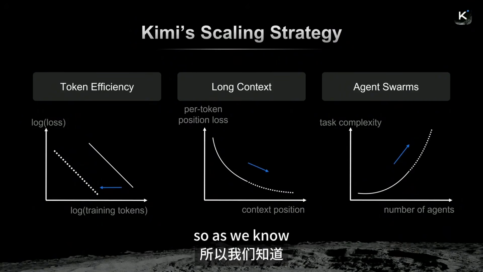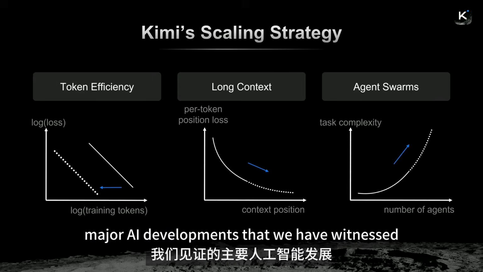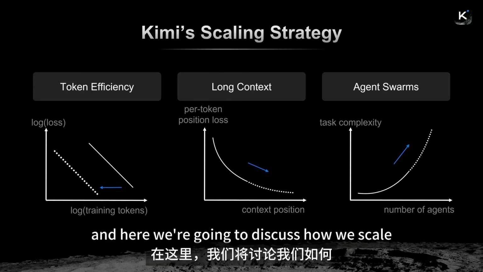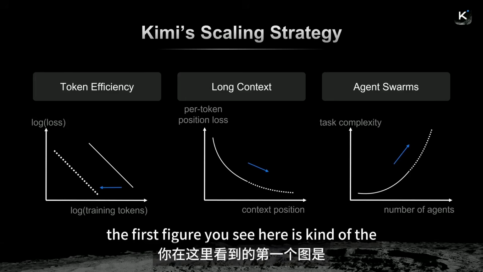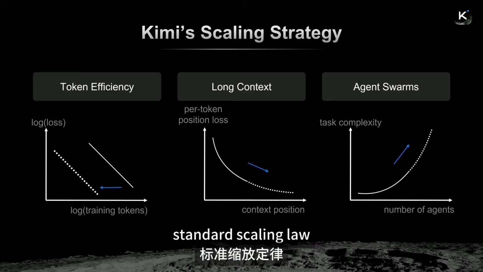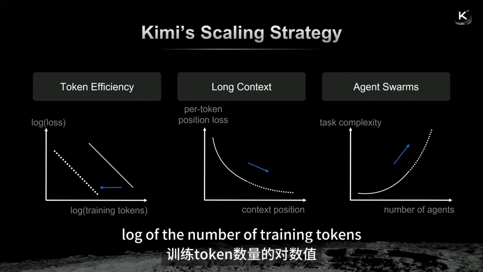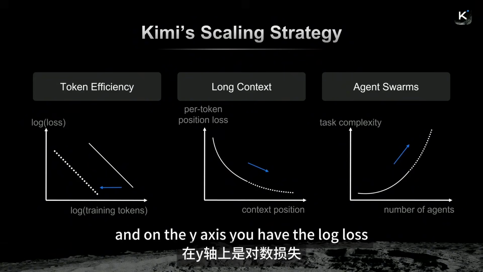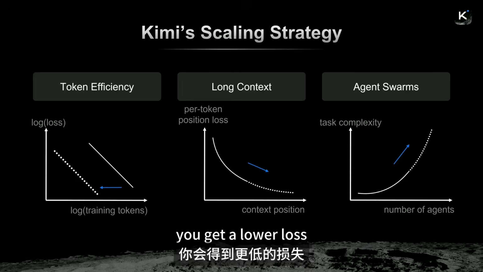So as we know, scaling is a primary driver for a lot of progress, maybe all of the major AI developments that we have witnessed in the last few years. And here we're going to discuss how we scale our model in different dimensions. So on the left-hand side, the first figure you see here is the standard scaling law. On the x-axis, you have the log of the number of training tokens, and on the y-axis, you have the log loss. And as you scale the number of training tokens, you get a lower loss.